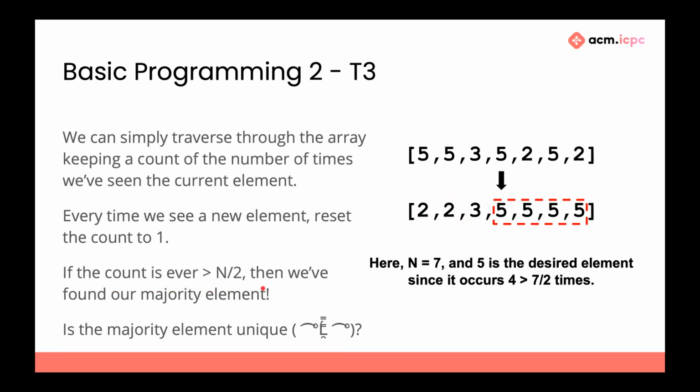And I guess a silly question is the majority element unique? And the answer is yes, because if any element exists more than n over 2 times, then you can't have another element that exists more than n over 2 times, because that would mean you have more than n elements.